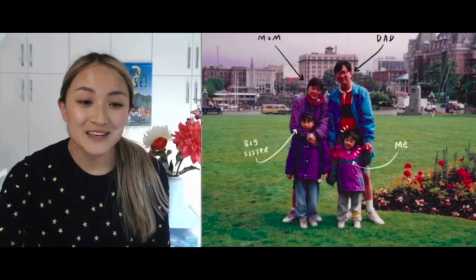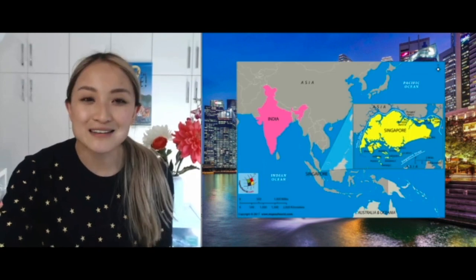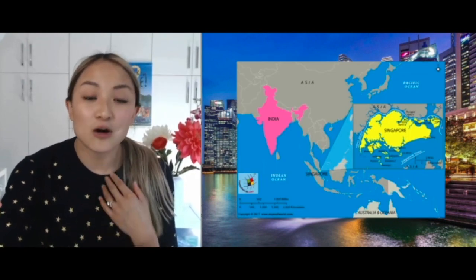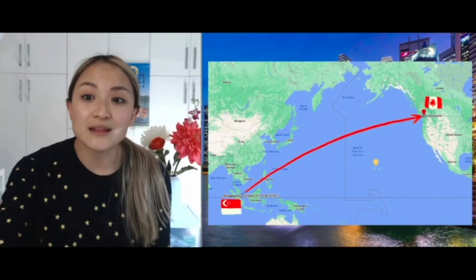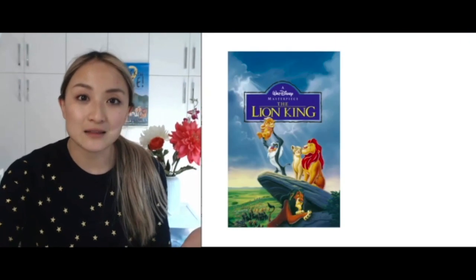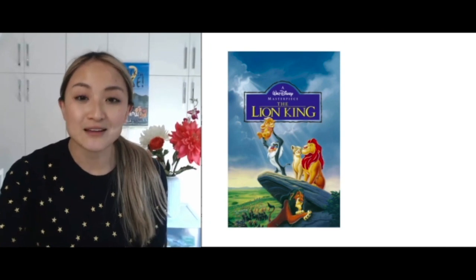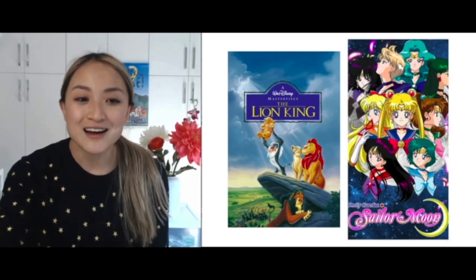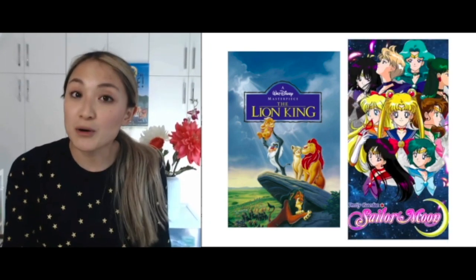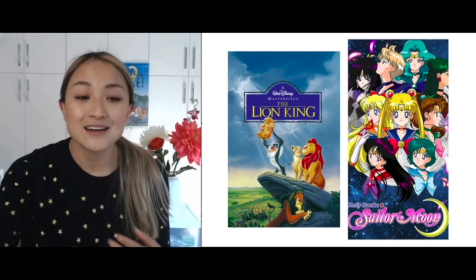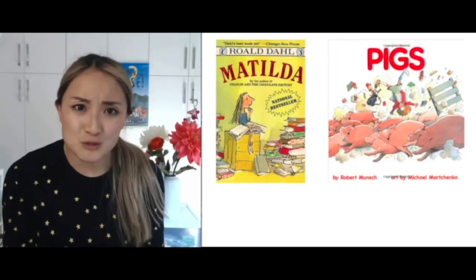It was the 90s. So I have a mom and a dad and a big sister. My whole family is from Singapore, which is a tiny island in Southeast Asia. They all moved to Canada after my sister was born, and then I was born here. Growing up, I loved watching Disney movies and other animated shows, and I also took part in the Summer Reading Club when I was a kid, and I loved reading children's books.